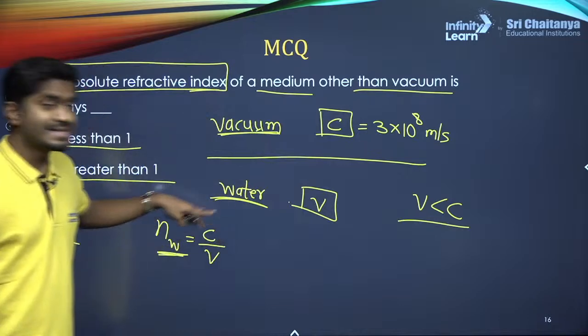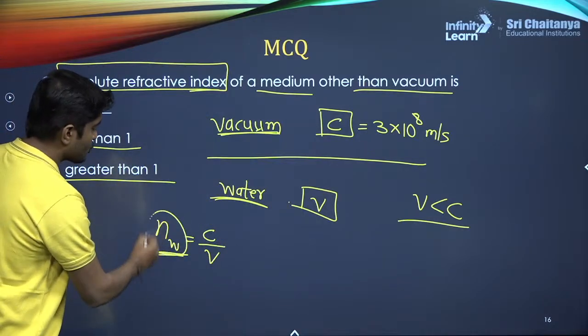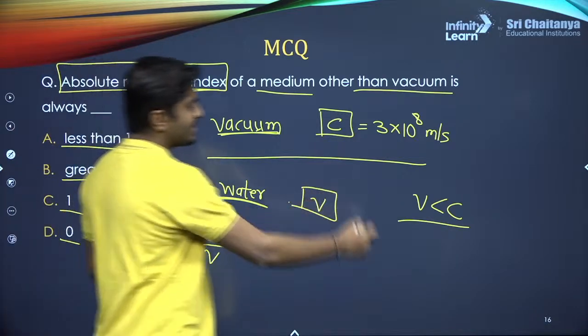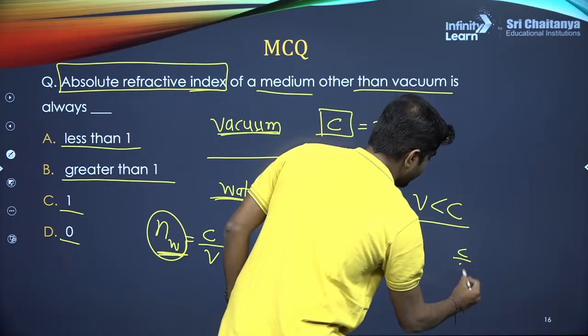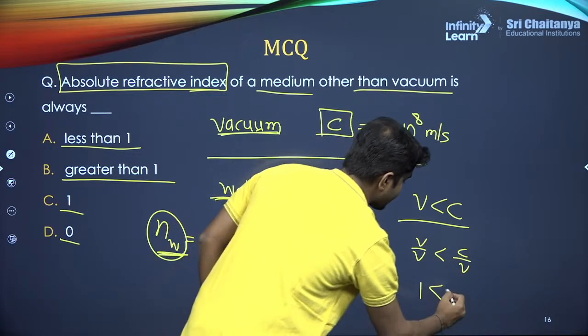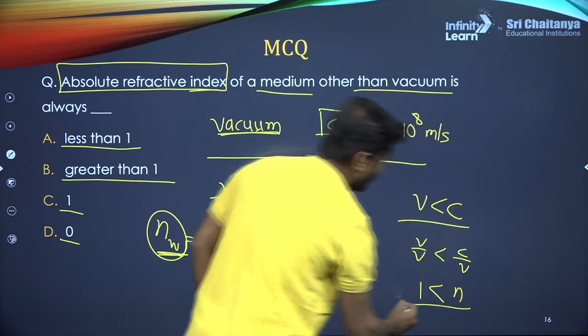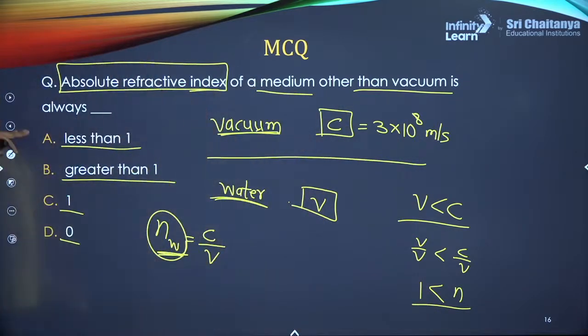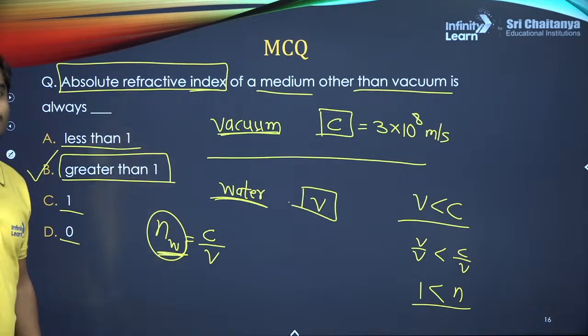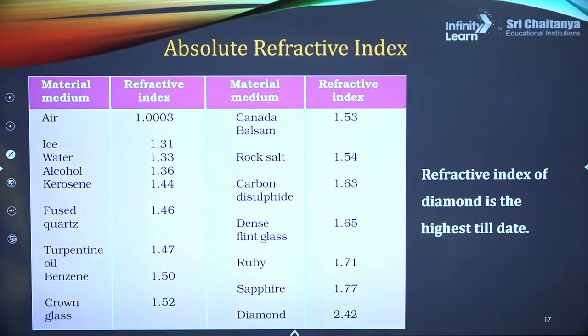If v is less than c, that means this ratio should be greater than 1. Divide this by v both sides. So c divided by v is greater than v divided by v. So this is 1. 1 is less than n, or n is greater than 1. So the value of the absolute refractive index will always be greater than 1. Clear? Nice, Krishna and Ashu. You are wrong but understood.